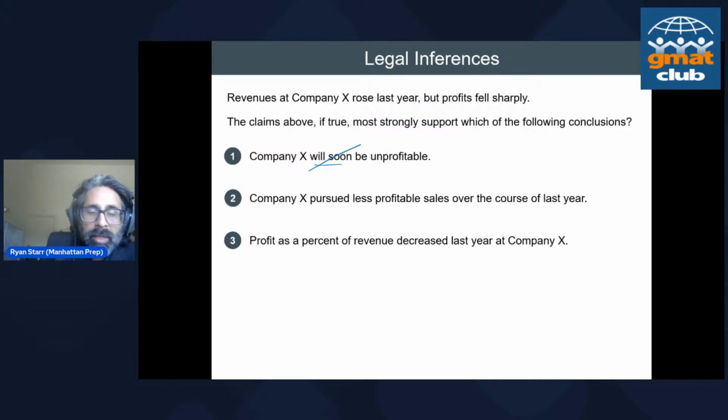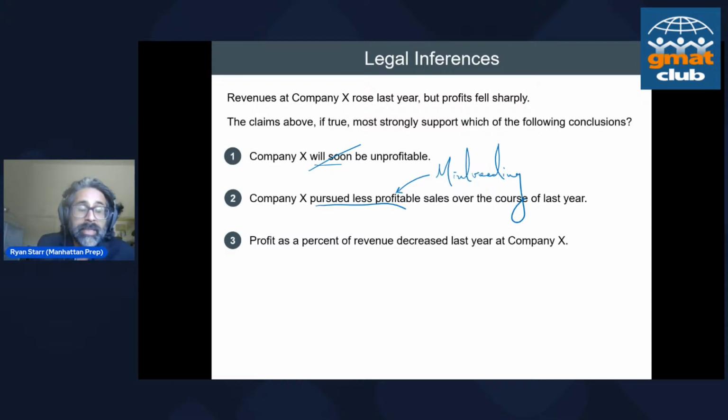2, pursued less profitable sales over the course of last year. 2 gives you 2 classic wrong answer types in one on inference questions. Mind reading. So number 1 was a prediction. That's a classic wrong answer type in these inference questions. Number 2 is mind reading. Saying they pursued less profitable sales means they made a conscious choice to get less profitable sales. And we could just as easily believe they didn't pursue it, but they just got less profitable sales despite themselves, right?